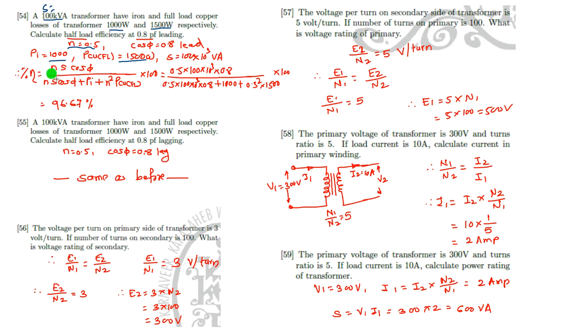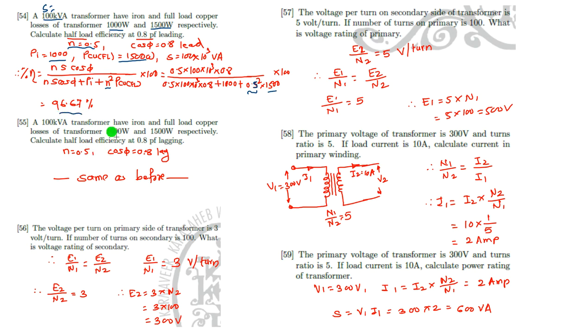So the efficiency formula is equal to N S cos phi divided by N S cos phi plus Pi plus N square P_CU full load, into 100. Substituting N equal to 0.5 as half load, S is 100 kVA means 100 into 10 raised to 3 VA, into 0.8 power factor, divided by 100 into 10 raised to 3 into 0.8 plus 1000. Here it is N square, so N is 0.5 means we have to take 0.5 square over here, so 0.5 square into 1500. So the efficiency you are getting is 96.67.